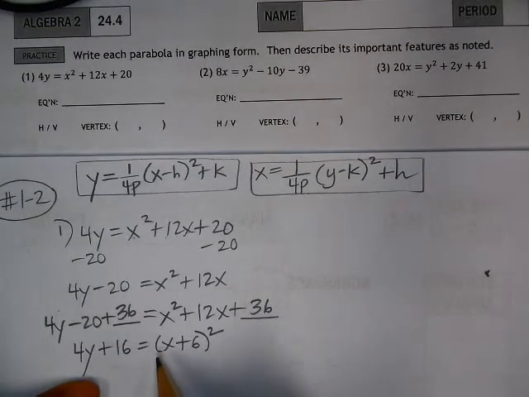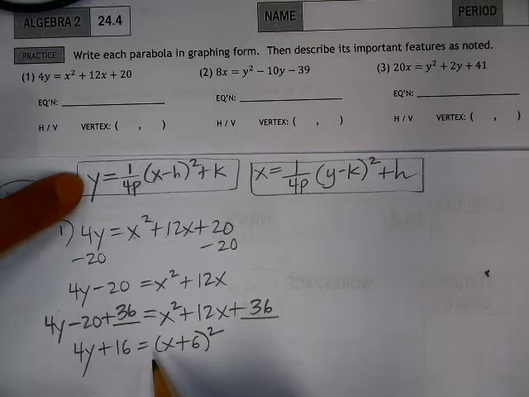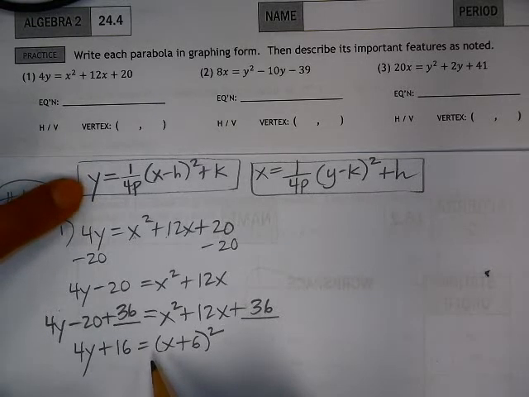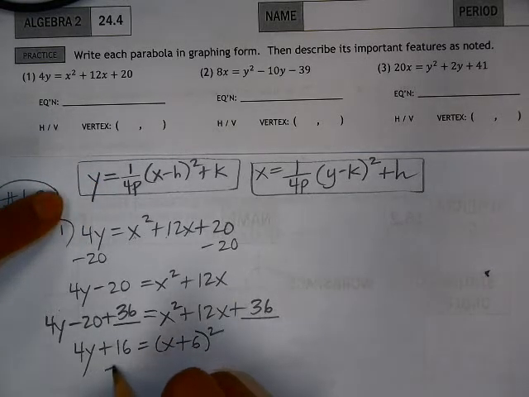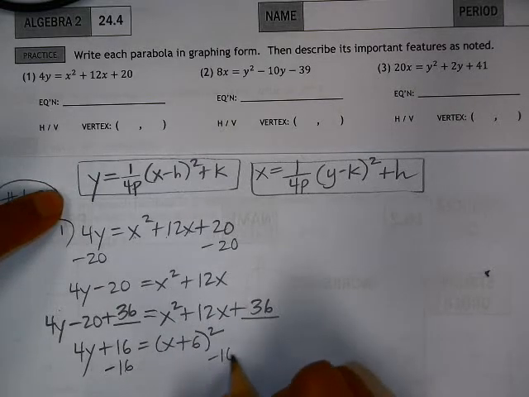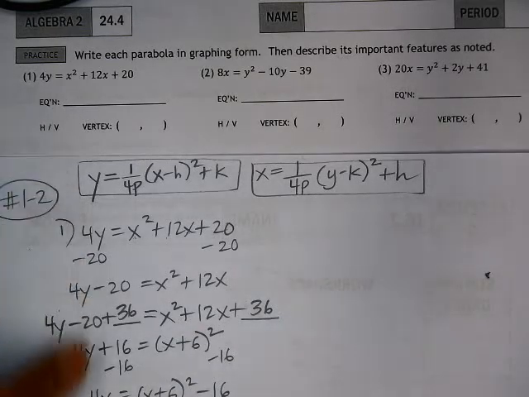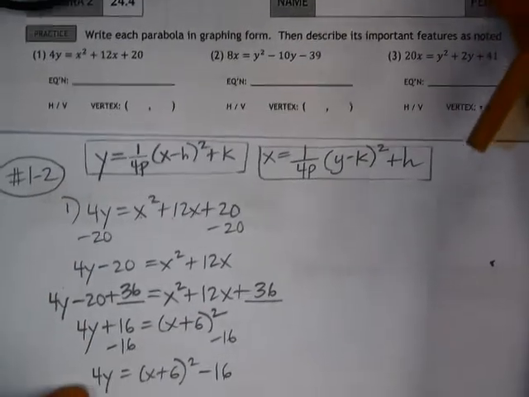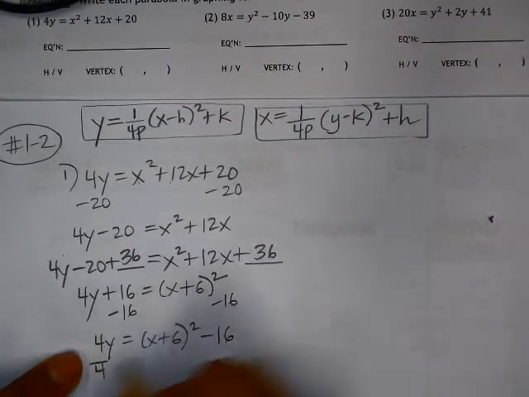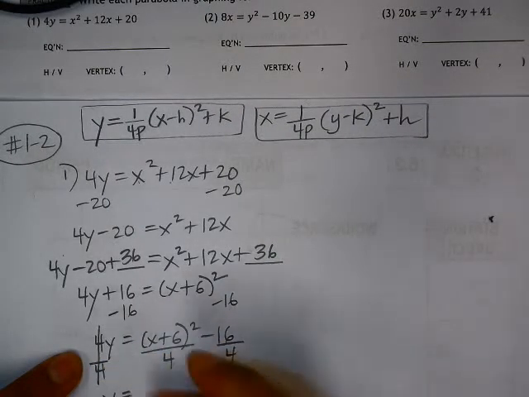And we still need to isolate the y. So in the end, we want it to be y equals. So we can now subtract 16. So that's 4y equals (x plus 6) squared minus 16. And to isolate the y, the only other thing we need to do is divide by 4. So if we divide each term by 4, this becomes y equals.